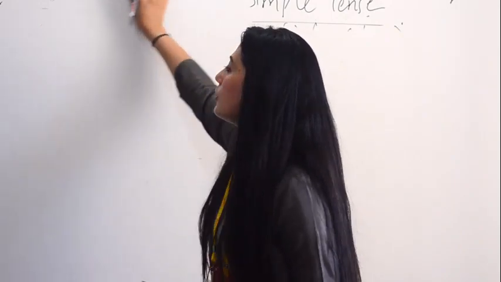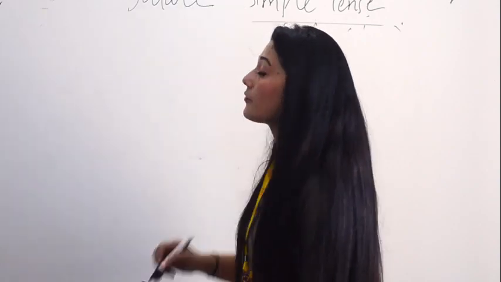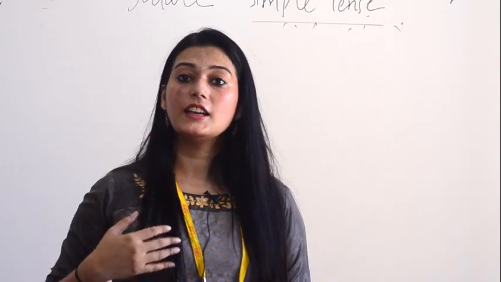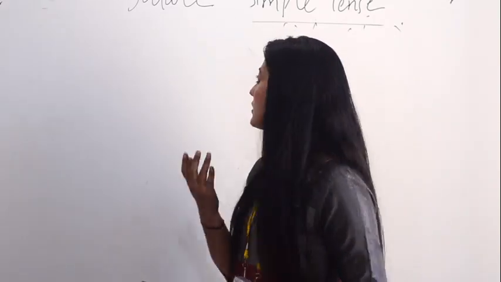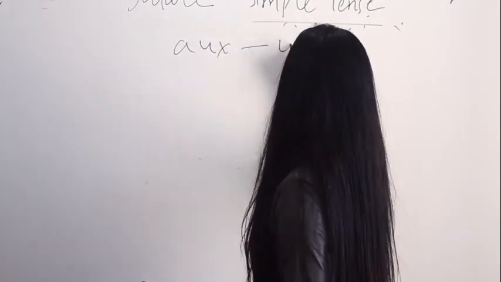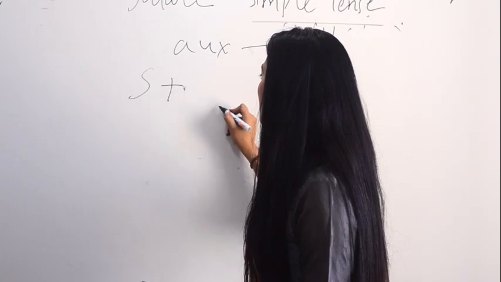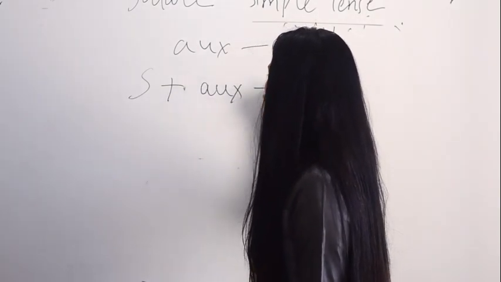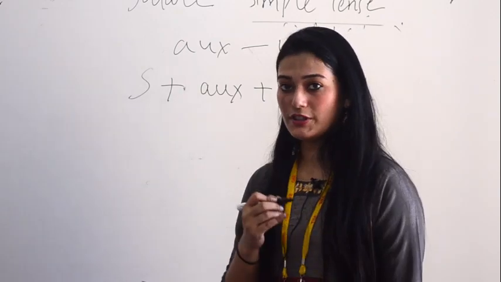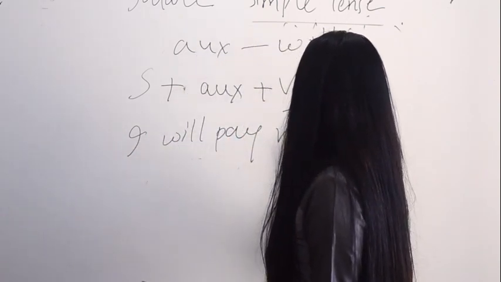Now moving on to future simple tense. Whatever activity will happen in the future, a complete activity that would happen in the future, we will say those things in future simple tense. Alright. The auxiliary is will, and the structural formula is subject plus auxiliary plus the verb's first form plus object. For example, I will pay my bills.